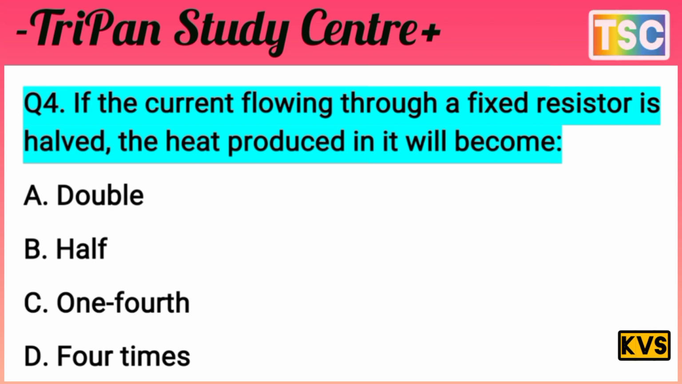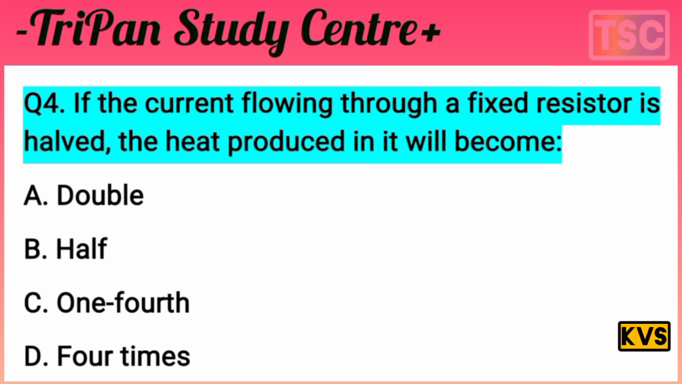But first of all, note your answer in your notebook. I give you a few seconds. You must have a thought of your answer. Let's see what the answer is. Do you understand? The question is clear. If the current flowing through a fixed resistor is halved, the heat produced in it will become. The options are A, double, B, half, C, 1/4 and D, 4 times. That's important.